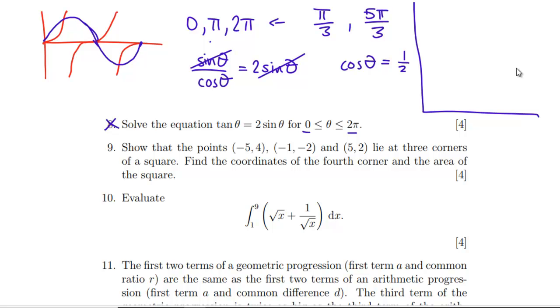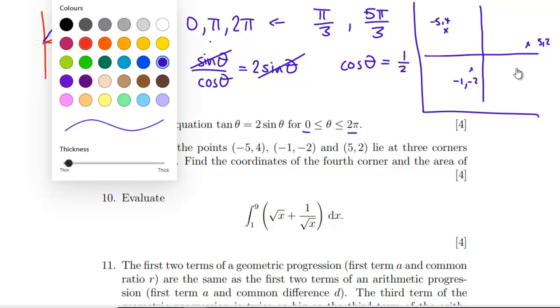So minus 5, 4. If we had a tentative XY plane there, and then minus 5, 4. So let's leave some space. Somewhere over here, say, that's our minus 5, 4. Minus 1, minus 2, so somewhere here-ish. And then 5, 2, so somewhere, say, there. It's a bit rough.